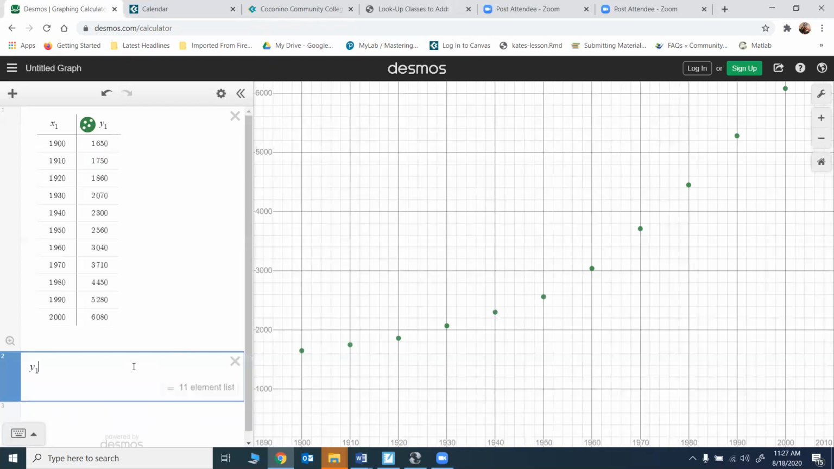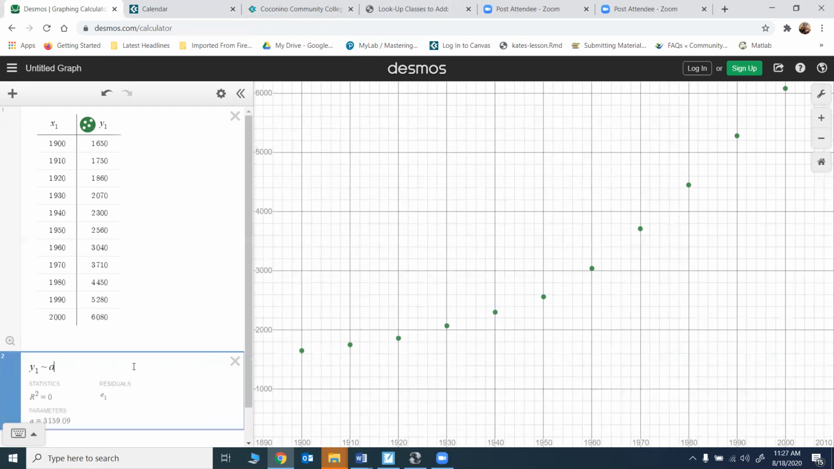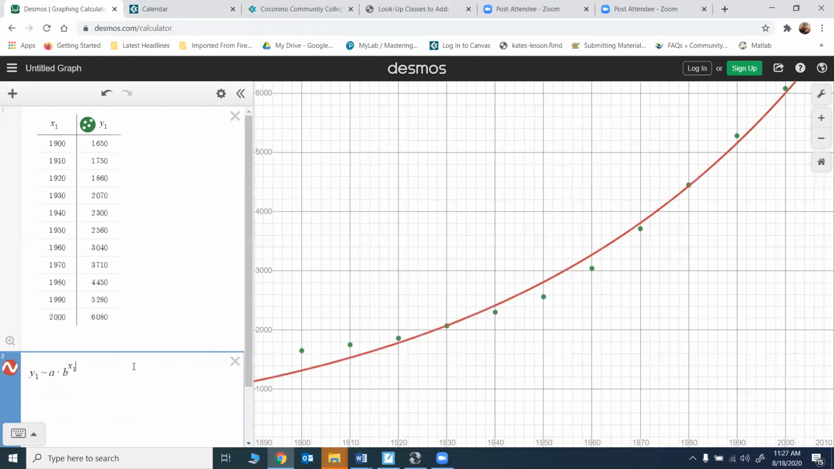We have y1 as my one variable, so I'm going to start with y1. I'm going to do the tilde, which is on your keyboard. It's the key next to the 1 key. It has a tilde on it. So I'm going to use that tilde, and then I'm going to put in the basic function of an exponential, which is a times b to the, and we don't want to just put x, we want to do x1 because we wanted to use these x1 values. So we're using y1 and x1, and it graphs it up for me.